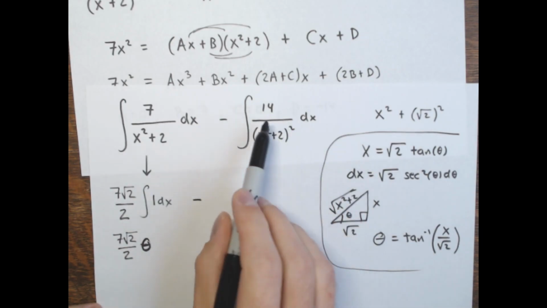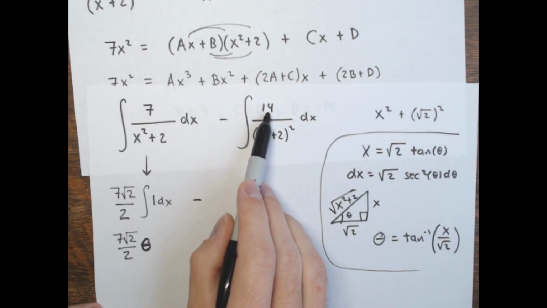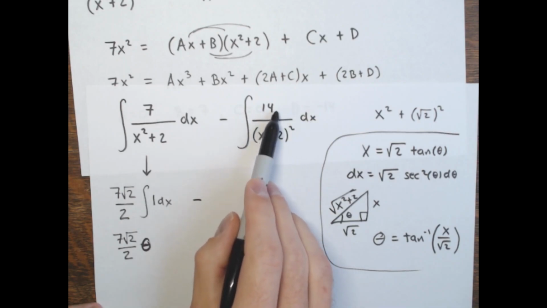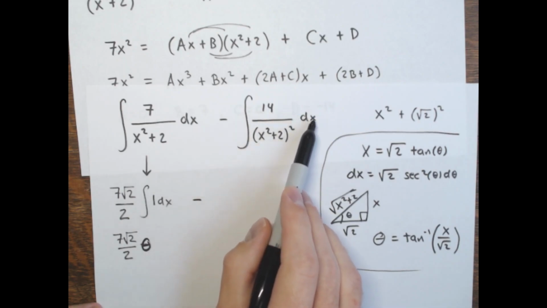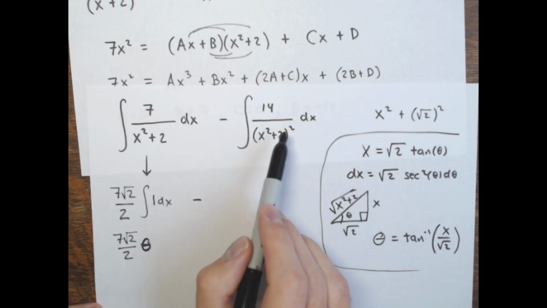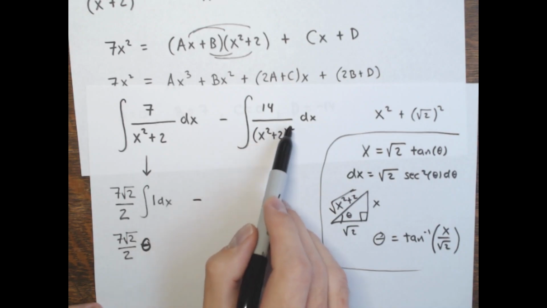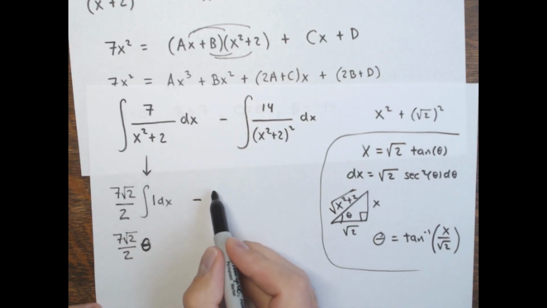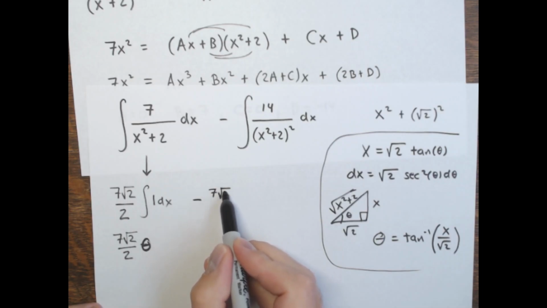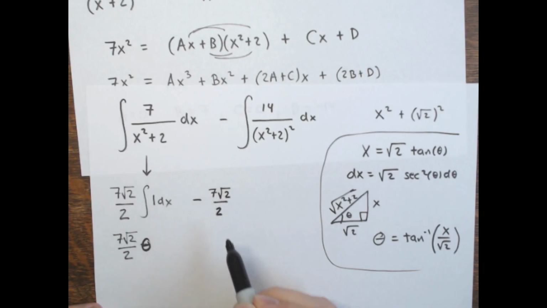Then minus, and then something very similar here. 14, and then dx is root 2 secant squared, so 14 root 2 secant squared in the numerator. You'd have 2 tangent squared plus 2. Pull the 2 out, square it, you've got 14 over 4. 14 root 2 over 4, so that's 7 root 2 over 2.